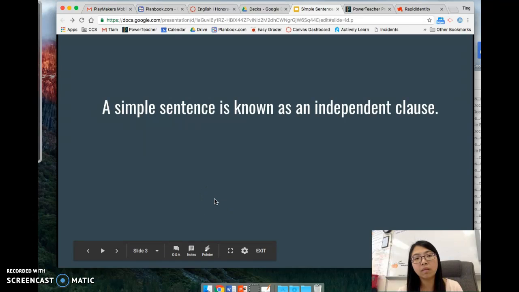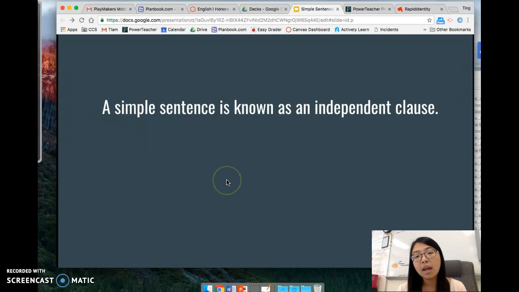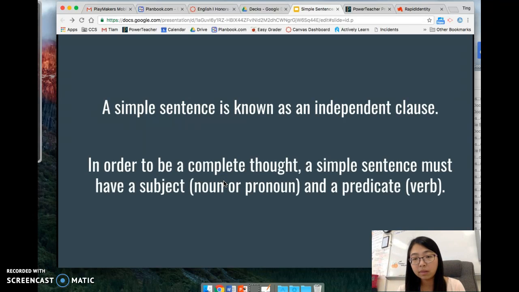All right, so a simple sentence is known as an independent clause. An independent clause is independent because it is basically a complete thought on its own. In order for it to be a complete thought, it needs to have some parts of speech. It needs to have words. The words that are often used are going to be subjects and predicates. Those are just fancy terms for saying that you need to have a noun and you need to have a verb. You need to have an action, and you need to have something or someone doing that action. That's what makes up a sentence.